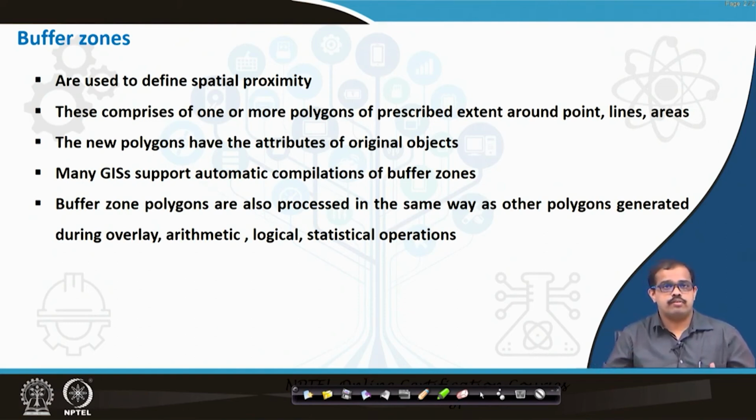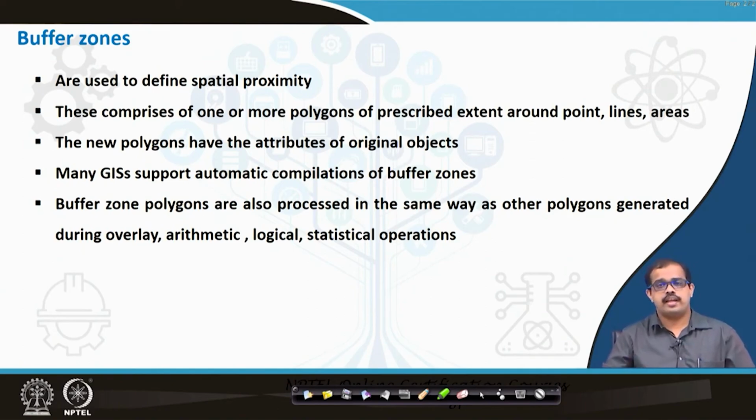These comprise one or more polygons of prescribed extent around a point, line or an area. It can be around a point, it can be around a line, it can be around an area. So, it depends on what kind of application it is. Okay. So, most of the software today have an application with buffer zones.